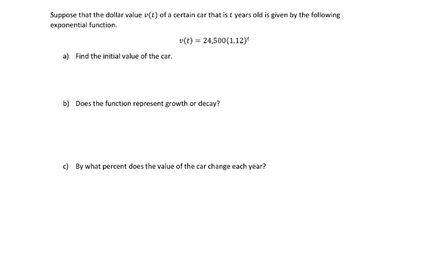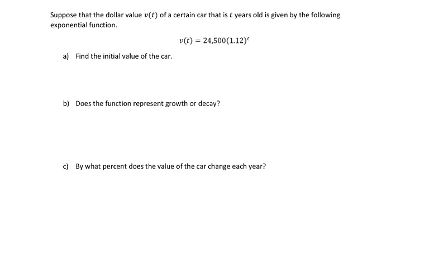Hi everyone, we're going to be looking at a word problem with exponentials. So let's just get started. It says, suppose that the dollar value v of t of a certain car that is t years old is given by the following exponential function. So we want to find a few things here. So the first thing is we want to find the initial value of the car.